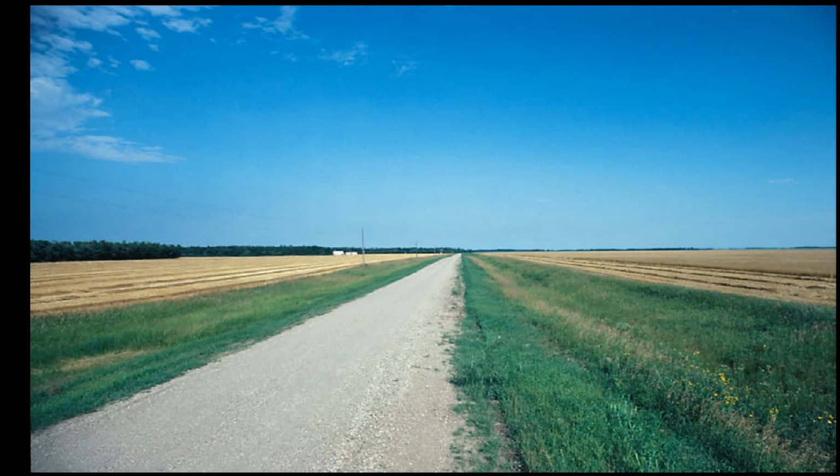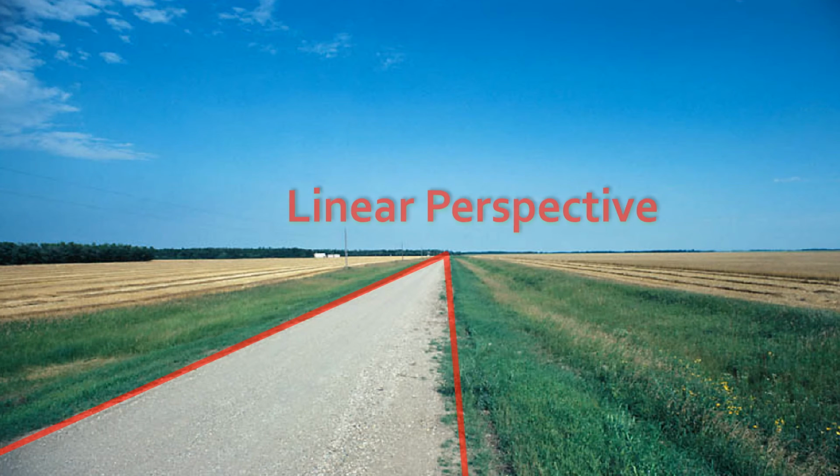There are also monocular cues for depth that arise from the way objects are arranged in the environment. Linear perspective results when parallel lines converge in the distance. Note how the road and grass areas seem to come together in the distance, adding to the perception of depth.